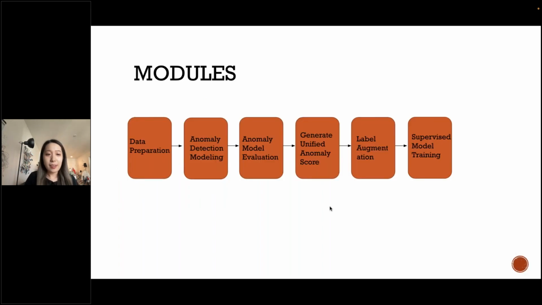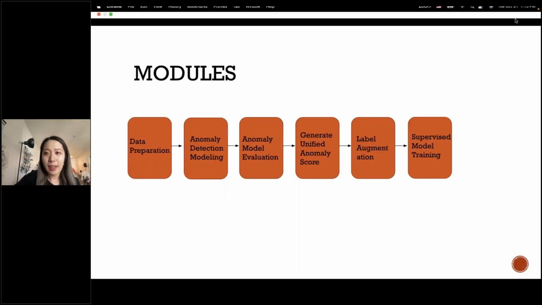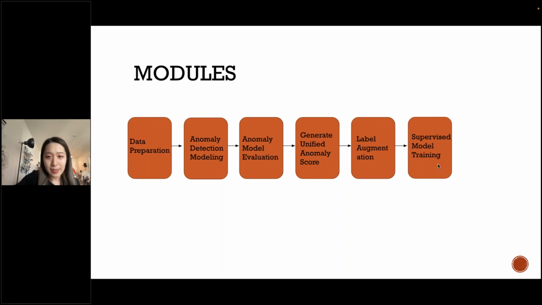For this anomaly detection system, it contains six major modules. First, we have the data preparation step, followed by anomaly detection modeling. Then anomaly detection model evaluation, and then we generate a unified anomaly score. Based on the score, we do label augmentation, and then finally we do supervised model training.